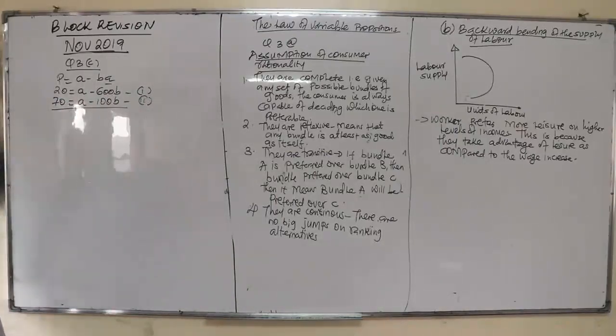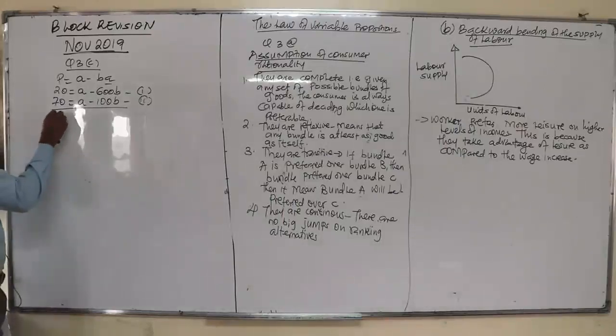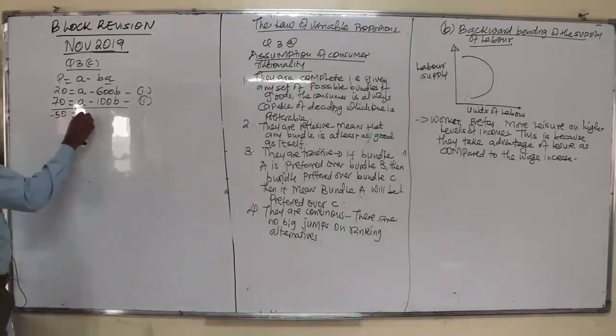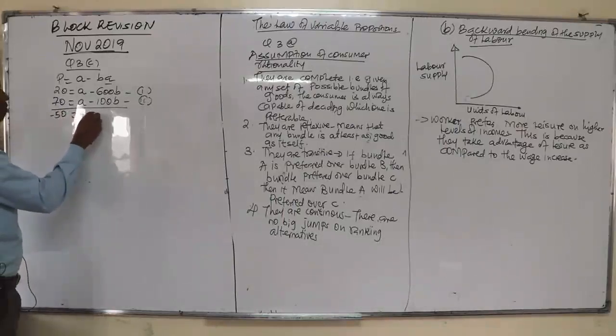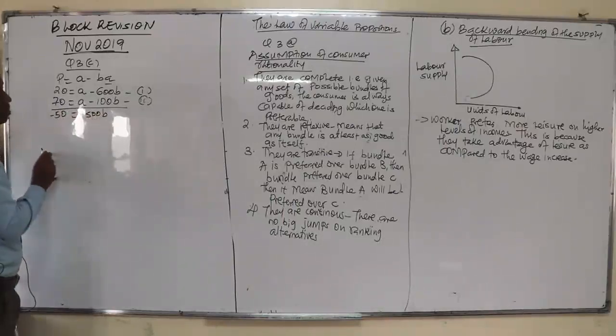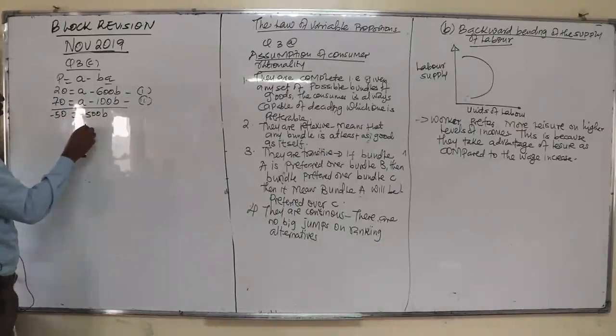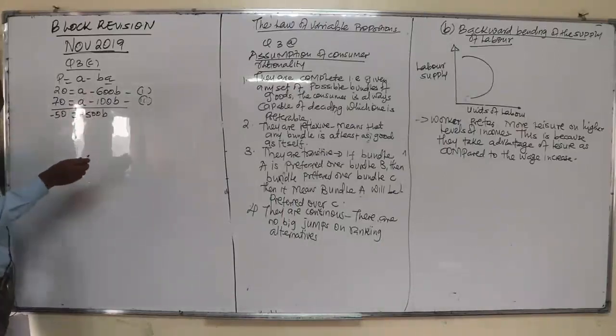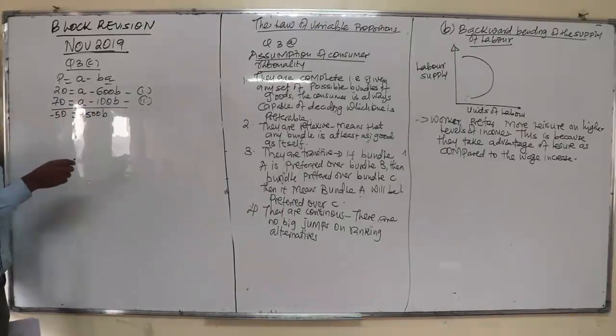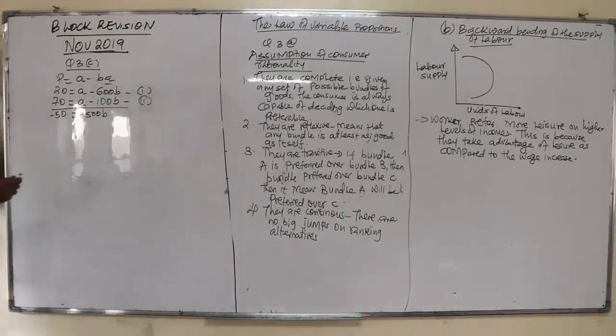Are we together? So in that case, minus 50 is equal to minus 500B. Is it minus or positive? Minus 600 minus 100. It will be negative 500. So what will be our B?